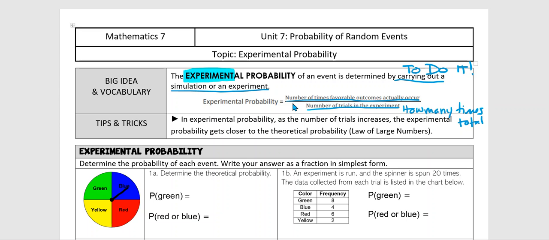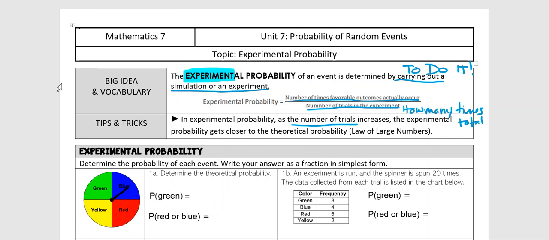But in general, the more times we do an experiment, as the number of trials, the number of times that we do something, increases, the experimental probability gets closer and closer and closer to the theoretical probability. So that's something called the law of large numbers. So we know, for example, that there's a 50-50 chance that if I flip a coin, I'm going to land on heads. So if I were to do that experiment twice, I could get heads both times. If I do it 10 times, I might get 6 heads out of 10. If I do it 100 times, I might get 53 heads out of 100. It'll get closer and closer to that actual theoretical probability.